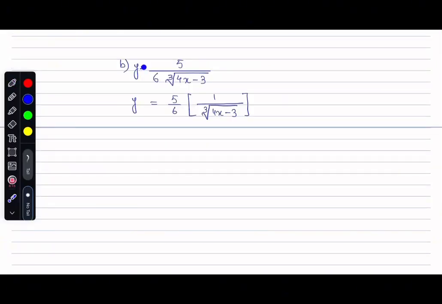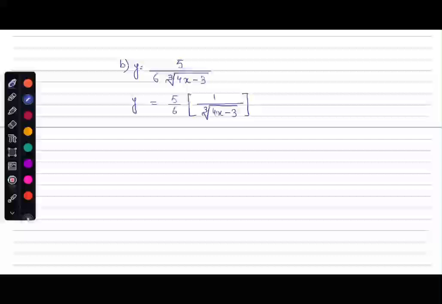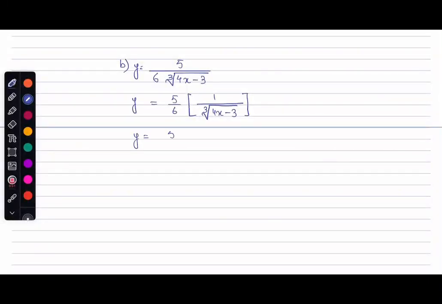Part B, it's y, which is equals to 5 over 6 cube root of 4x minus 3. So again, it's a composite equation. Cube root 4x minus 3, meaning 4x minus 3, more than one term, is to the power 1 by 3. So to do the differentiation, first let's rearrange the y equation in a simpler form so that I can say it's 5 by 6 into 1 over cube root of 4x minus 3. We know cube root means it is to the power 1 by 3. Therefore, here I can say y is equal to 5 by 6, and then it's 4x minus 3.